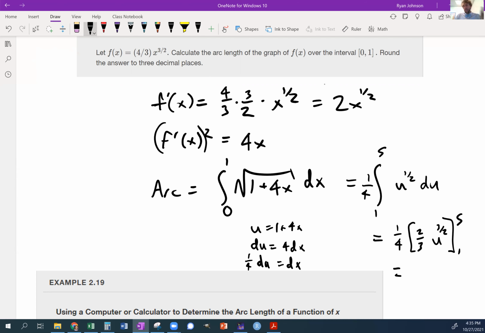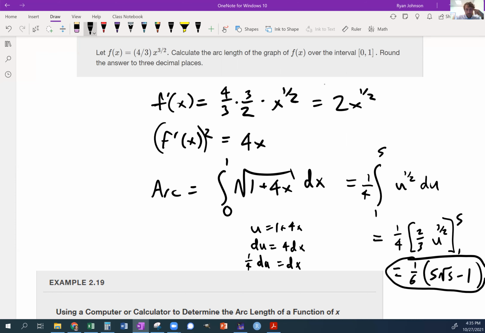So that's 1/4 times 2/3, which would be 1/6, times 5 to the 3/2, which is 5 times the square root of 5, minus 1 to the 3/2, which would be 1. So that would be our arc length.